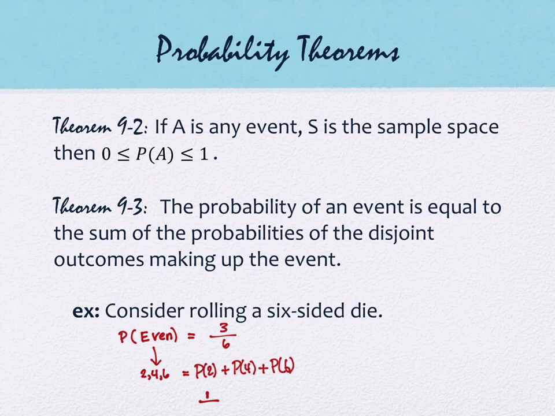1 out of how many sides on the die? 6. How many 4s are there? 1 out of how many sides on the die? 6. And how many 6s are there? 1 out of how many sides on the die? 6. And what happens when I add these all together? You get 3 out of 6.